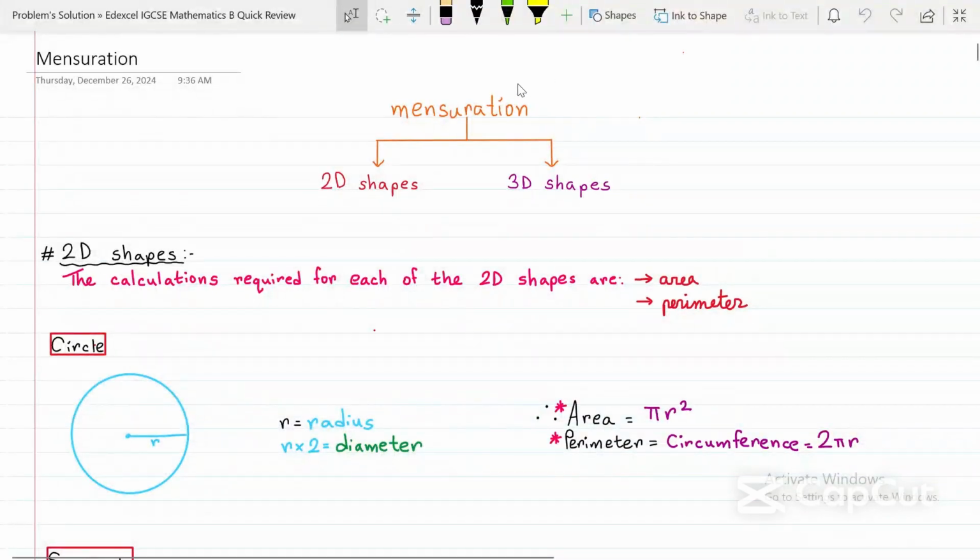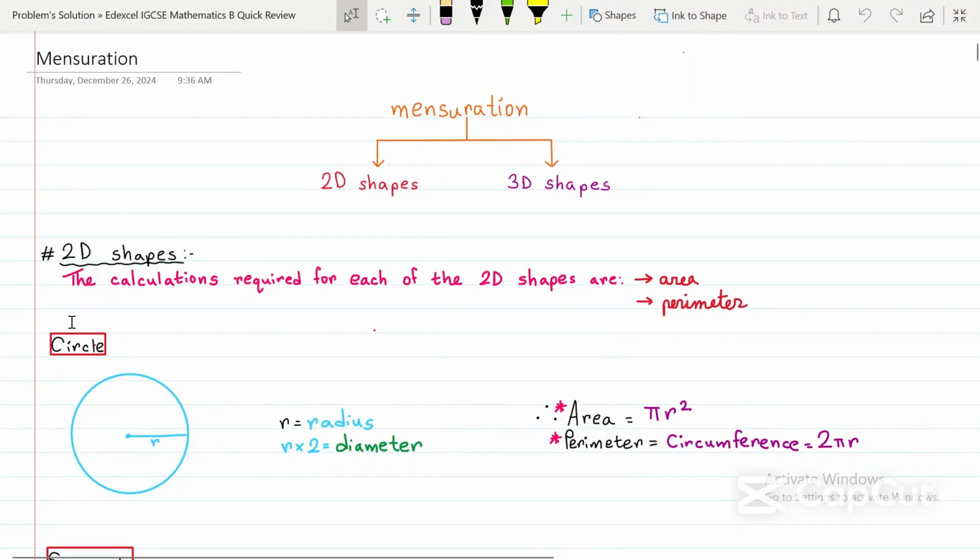So here you can see at the very beginning, the topic mensuration is categorized into two types of shapes. First is 2D shapes, the second is 3D shapes. So in today's video, we are going to talk about 2D shapes. In 2D shapes, the two calculations which are required for each of these shapes are area and perimeter. Exactly, guys. These two calculations are mainly required for the 2D shapes.